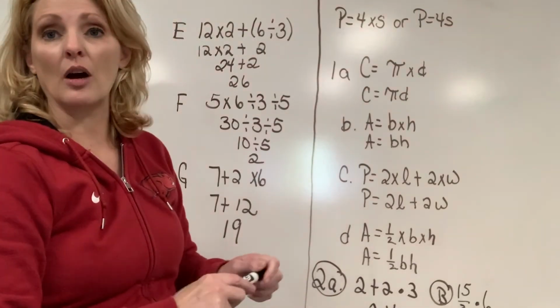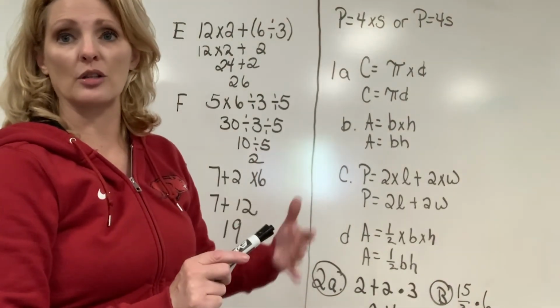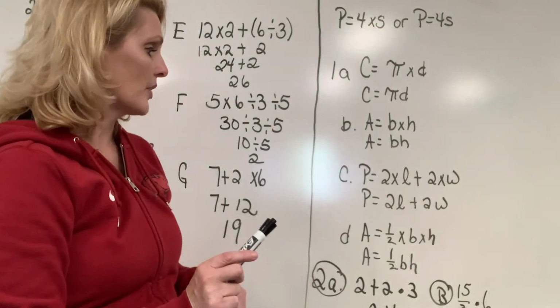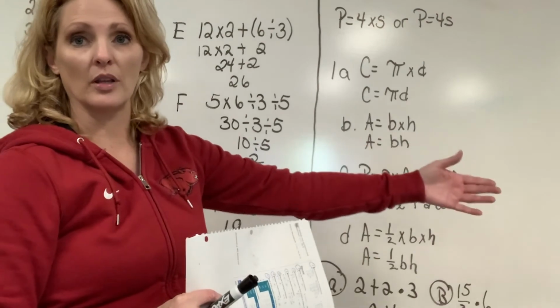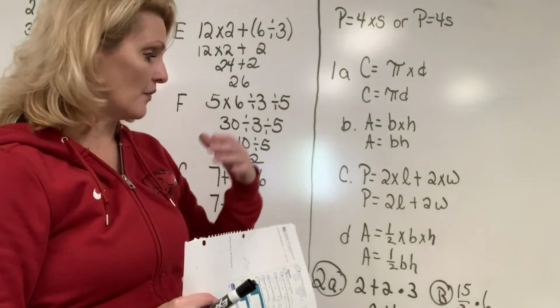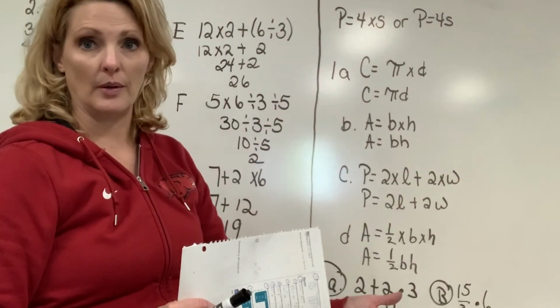If it's 15 over 3, which is an improper fraction, then that's just division problem. So 15 over 3 is 5. Then you continue with the equation, which would be 5 times 6 is 30.